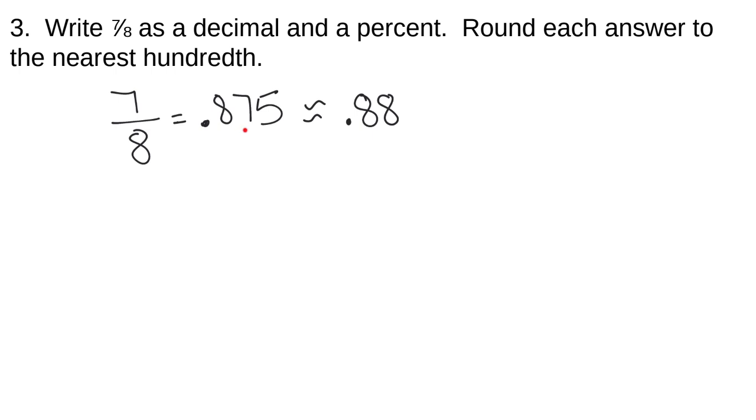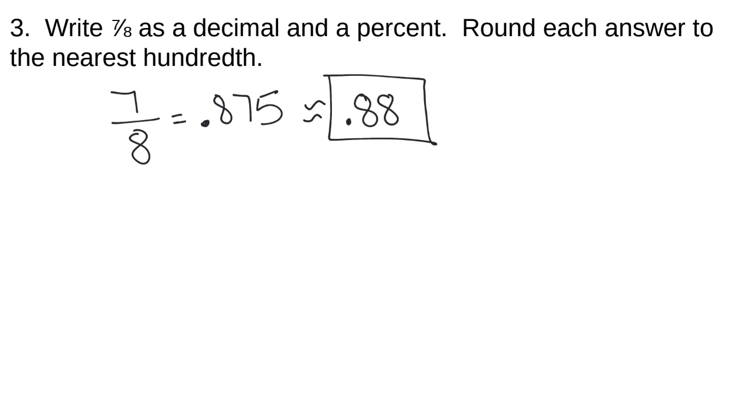Remember, when we're rounding to the nearest hundredth, I have to decide, does this 7 go up or stay the same? We look to the number after him to make that decision. If this is 5 or more, the 7 goes up. So 0.88 would be the decimal rounded 2 places.